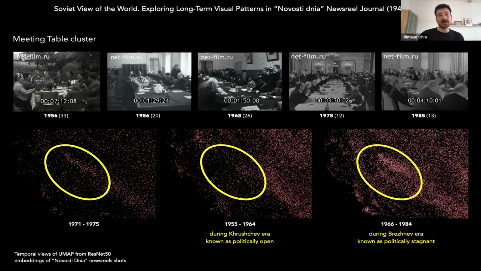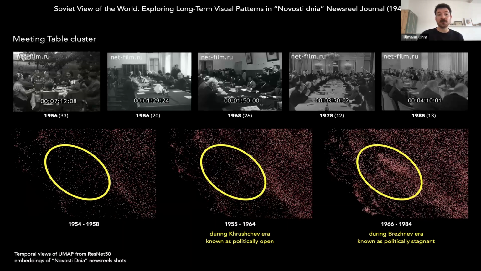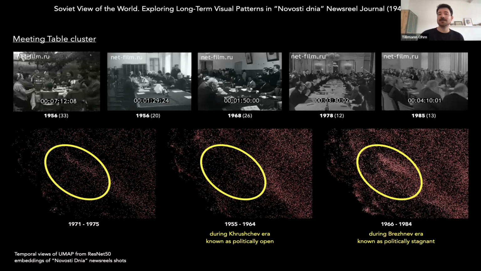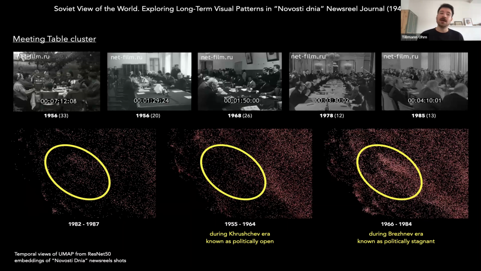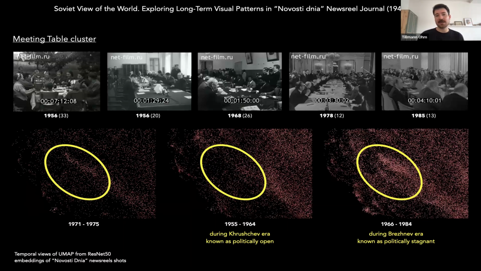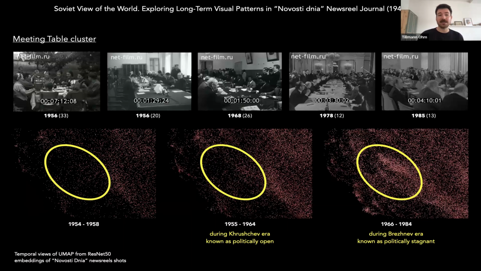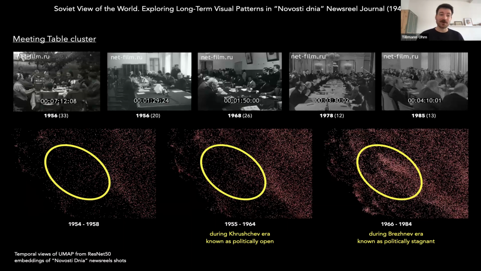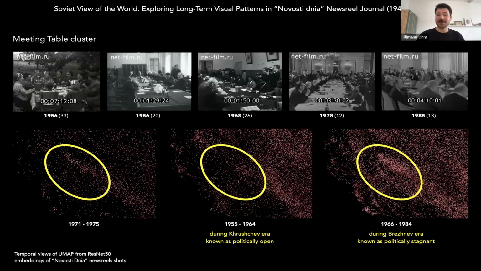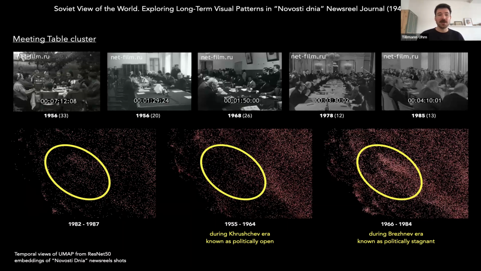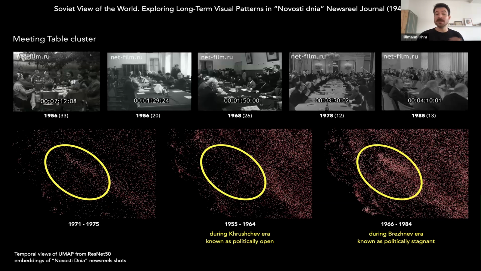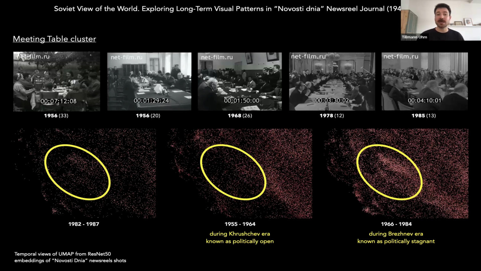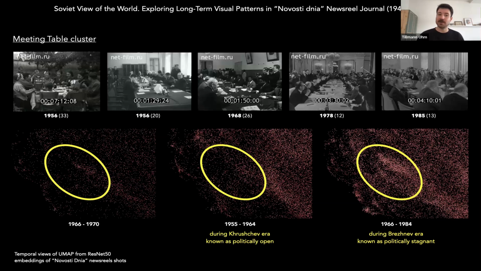Now, if we look at these meeting table clusters across different time periods, we can observe how the visual space evolves over time. In the 1950s, many of these scenes show more casual social gatherings, people drinking tea and sharing meals. But from the late 60s to the 80s, they depict rather formal negotiations between delegations. At first glance, this might suggest a move towards diplomacy or democratic governance, but that doesn't align with the actual political developments of the time. So what we are likely seeing here is not political opening, but rather a propaganda narrative communicated through these newsreel scenes, especially during the Brezhnev era.